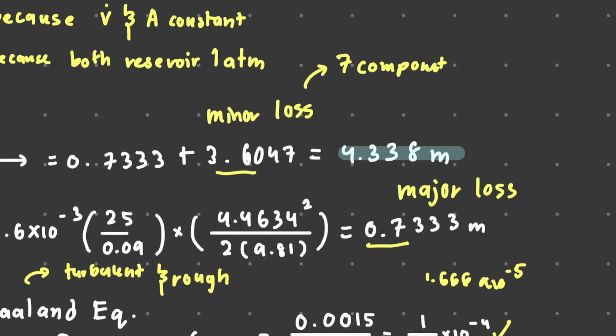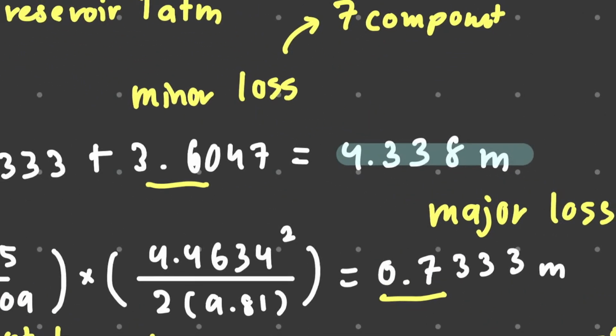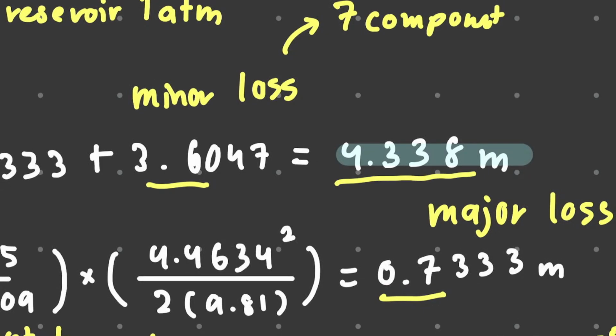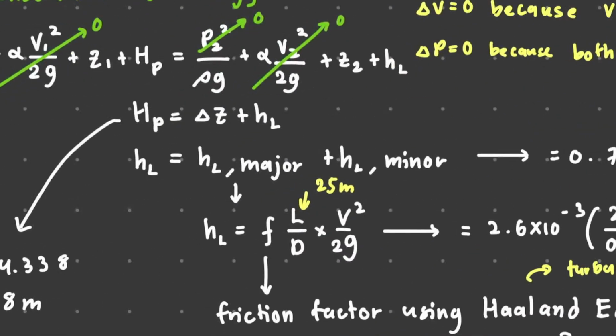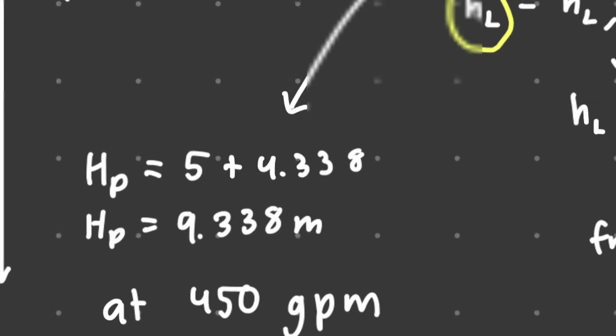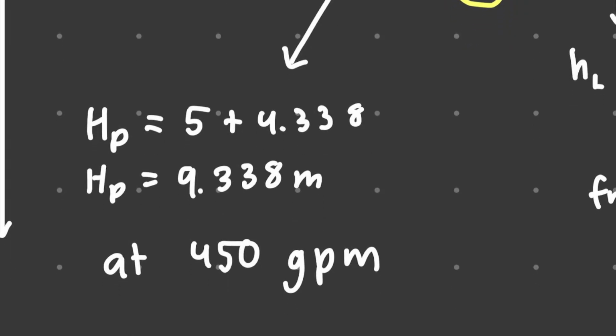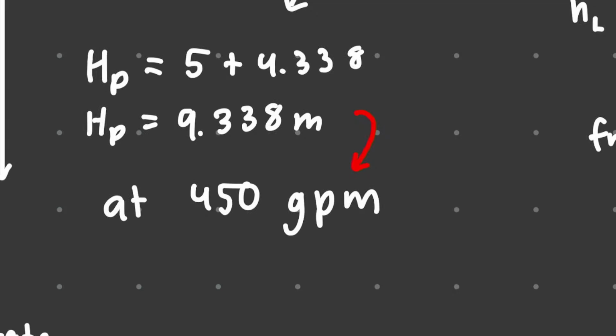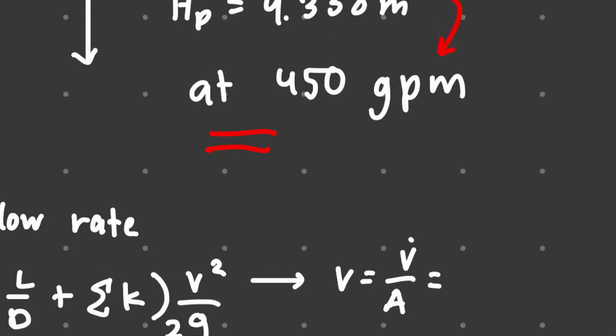So in the end, I will get the total head loss is 4.338. Here, so I have found the HL. So we put into this equation, you will find that the horsepower required is 9.338 meter at 450 gallon per minute. Remember this. Don't leave this out. Remember.